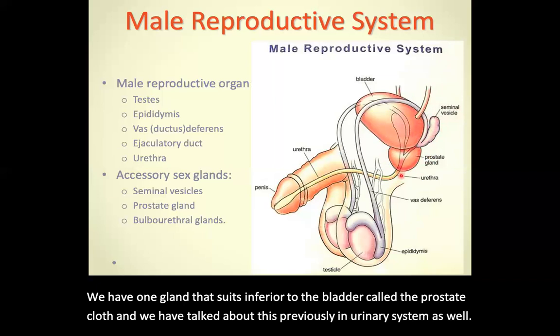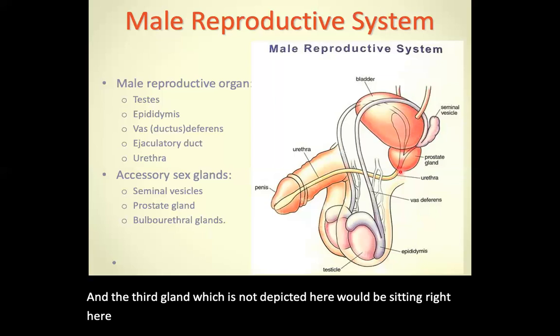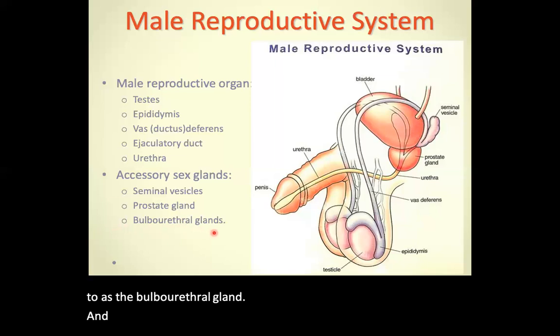And the third gland, which is not depicted here, would be sitting right here inferior to the prostate, connecting to the urethra, and is referred to as the bulbourethral gland. And again, we'll look at the function of each of these glands as we talk about the system as a whole.